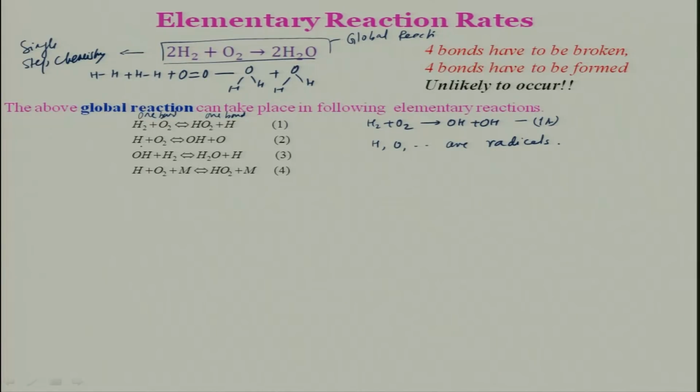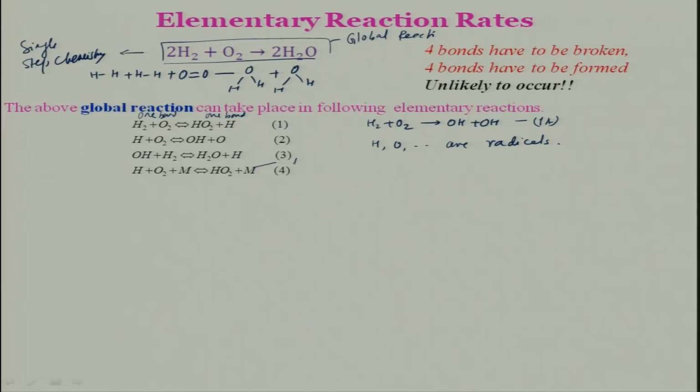In this case, what is happening? Again a single bond is broken and then one bond is formed. And then OH will be reacting with hydrogen, that is also possible. And then H2O will form and H. And H plus O2, this is the fourth reaction that I am trying to discuss. H plus O2 reacting with M, which is basically a third body.